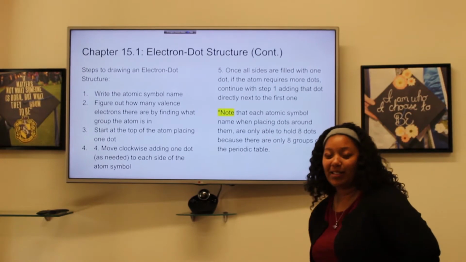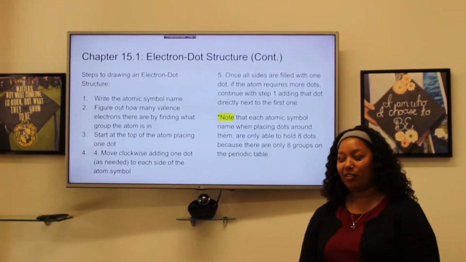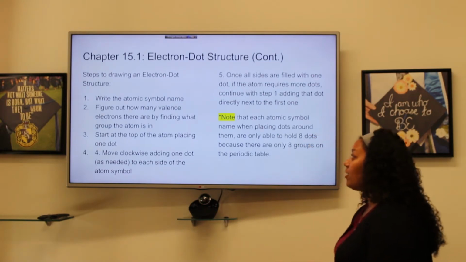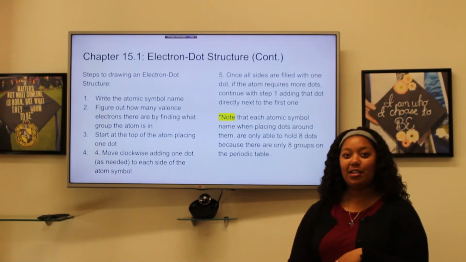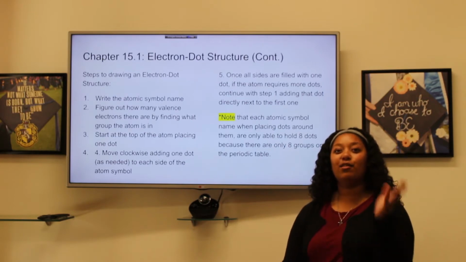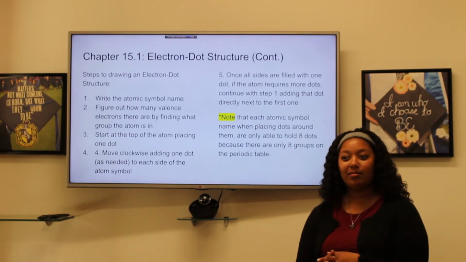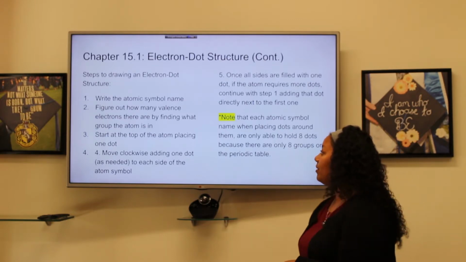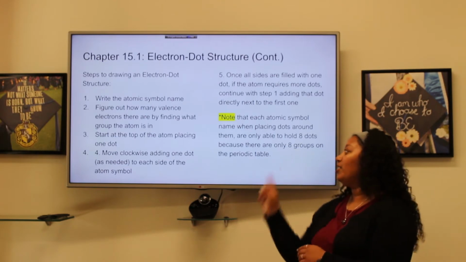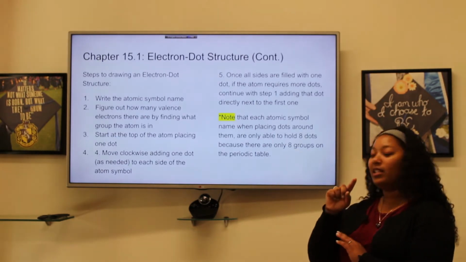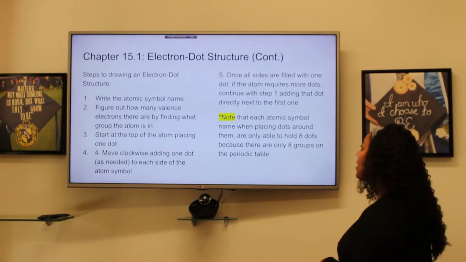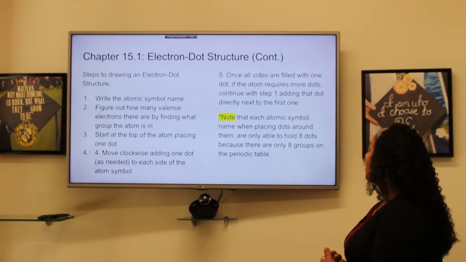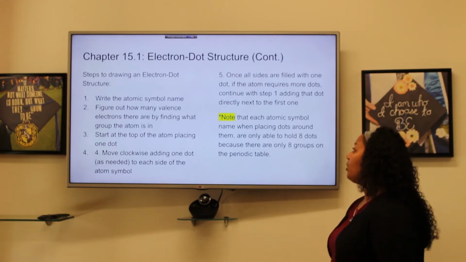So now we'll talk about the steps for making an electron dot structure. First, we write the atomic symbol and then figure out how many valence electrons it has. Like I said, you can do that by looking at the periodic table and seeing what group that atom falls in. Next, we start at the top of the atom, placing one dot, and then moving clockwise, adding one dot as needed to each side of the atomic symbol.